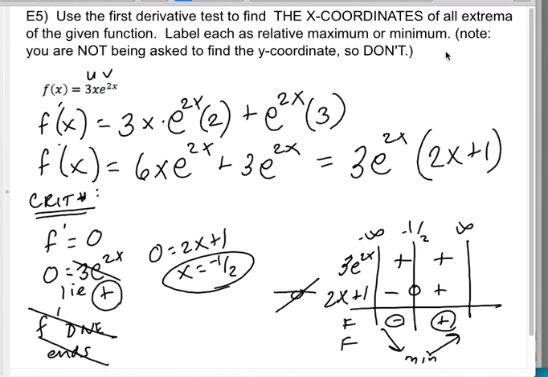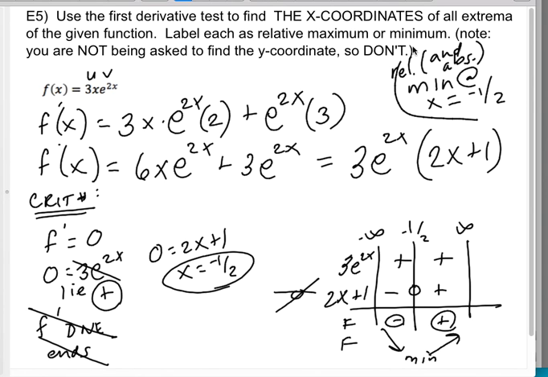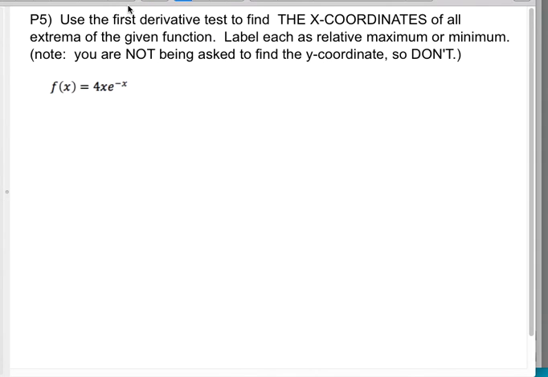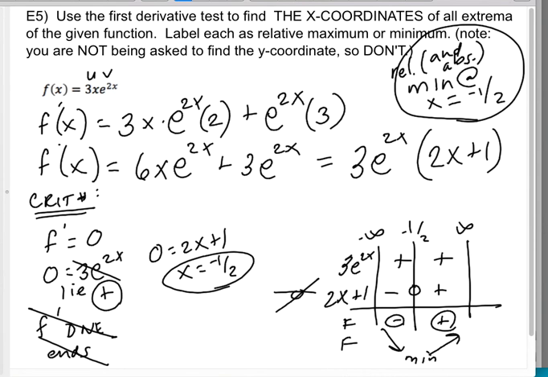So there is a min, right? So the only value we have is that there is a relative, and for the record, it's also absolute, but you weren't asked that. There's a relative min at x equals -1/2, and that's all you were asked to find. You're not asked to label it as absolute. You're not asked to find the y coordinate. All they want is the location of the relative minimum value. Oh, and there's no max. Since it said label each as a relative min or max, that's the only point. There is no max.